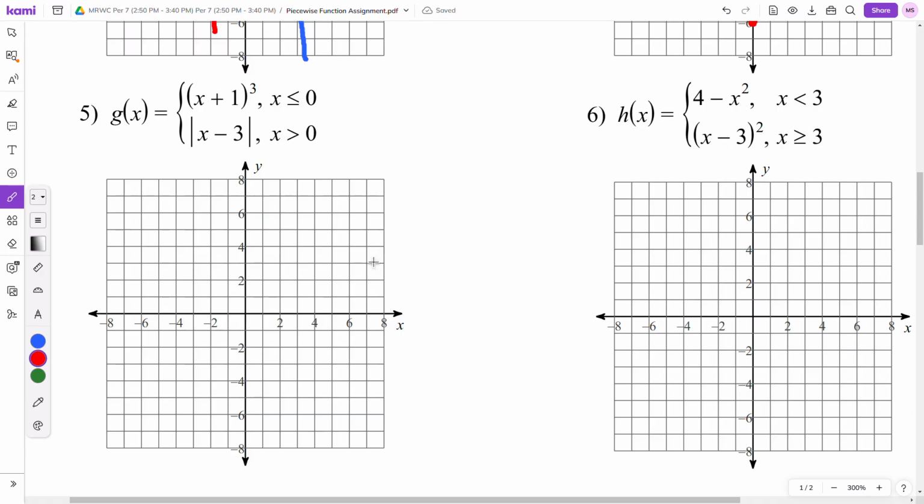So let's move on. Let's do this one. Pause the video and try to work it out. You can do it. Just believe in yourself. Try it out. You'll learn something.